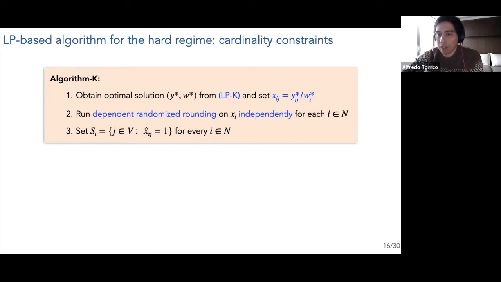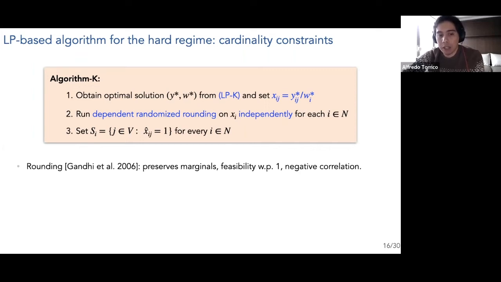But now we have a fractional solution. We need to output a feasible set of suppliers. We cannot have half of a supplier in an assortment. So for that, we use a technique known as dependent random rounding, and we use it independently for each consumer. Once we round, we obtain this now integral solution, X hat, and we define the assortments according to the indicator of X hat. This rounding technique was proposed by Gandhi and others in 2006, and it has 3 main properties. But the main one for us is that it gives you a feasible assortment with probability 1.